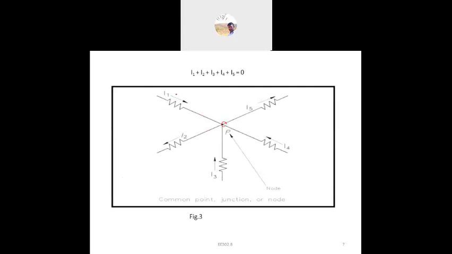So I1, I4, I3 enter the network. Here we can say that I1 plus I4 plus I3 is equal to the outgoing current, that is I5 plus I2. The input current is equal to the outgoing current. That is the KCL.